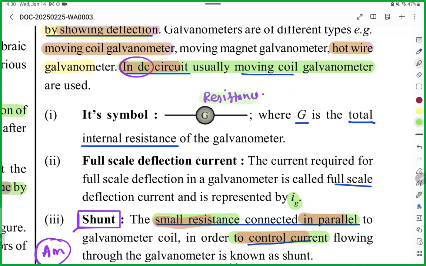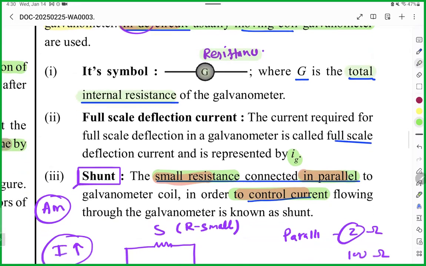G means resistance. Galvanometer measures current, detects current, but galvanometer G itself is the symbol of the resistance. Total internal resistance in the galvanometer, because it is inbuilt. Full scale deflection current: how much current is required for the complete deflection of the galvanometer? Ig means the current through the galvanometer.